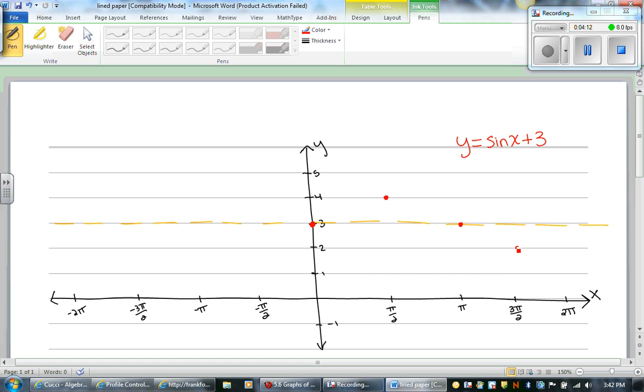At 3 pi over 2, negative 1, or in our case, 2. And then back up to 0. Okay? So that line y equals 3 is like your new x-axis. Follow that trend going backwards. And you have your sine curve, sorry about that.